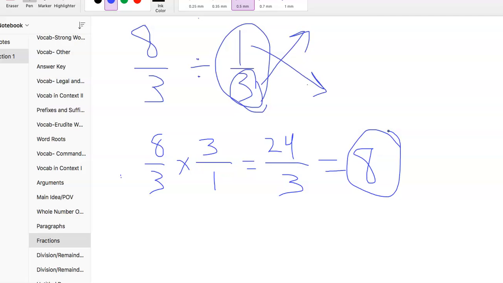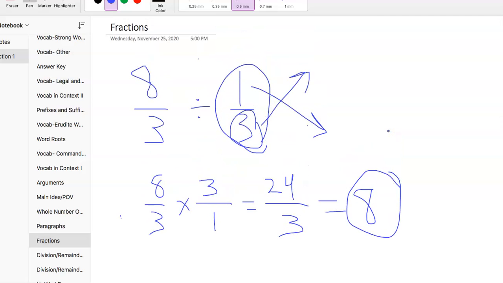Okay, just to review: adding and subtracting fractions, our key is to find that common denominator. Multiplying fractions, you just multiply numerator times numerator, denominator times denominator. Division, flip that second fraction and multiply. If you know all that, you're going to do great on fractions.